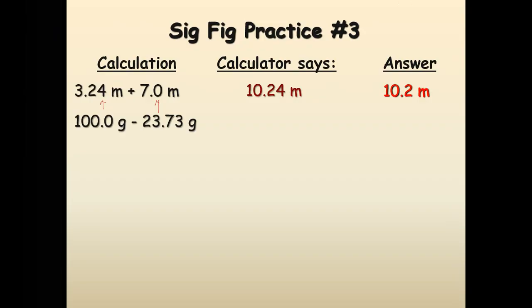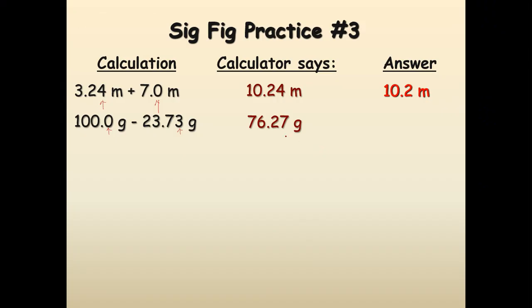Now we take 100.0 grams and subtract from it 23.73 grams. So this goes to 1 digit past the decimal. This goes to 2. So when I get my calculated value, I'm going to round it to only 1 digit past the decimal. Figure out what to do with this 2. Look to the right, it's a 7, which means I'm going to have to bump it up. So I get 76.3 grams. Let's do a few more.